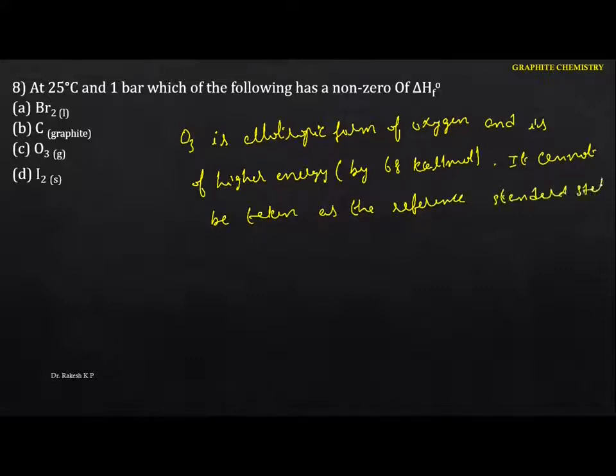Okay, so this one you have to remember, because ozone is the allotropic form of which one? Oxygen. Hence it cannot be taken as a reference, which is the standard state. Hence in this case, the non-zero value will be which one? That is, the enthalpy of formation is which one? That is the ozone. Okay, next one.